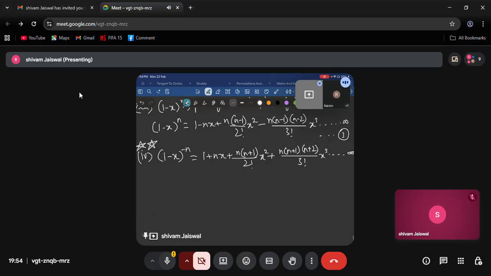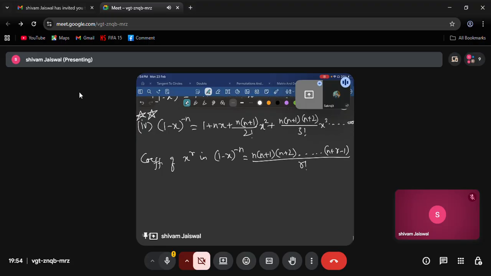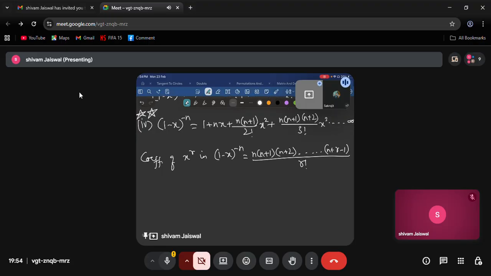And if I ask you, what is the coefficient of x to the power r in 1 minus x whole to the power minus n? Can anyone tell me? n into n plus 1 into n plus 2 up to n plus r minus 1 by r factorial. Exactly. Now see, this is a huge expression. Let us convert it into a simpler one.